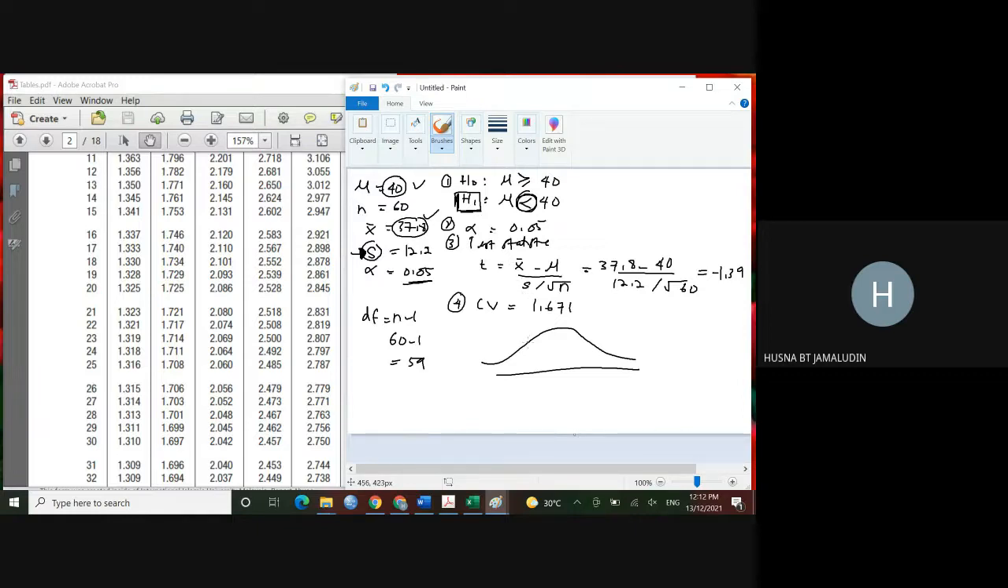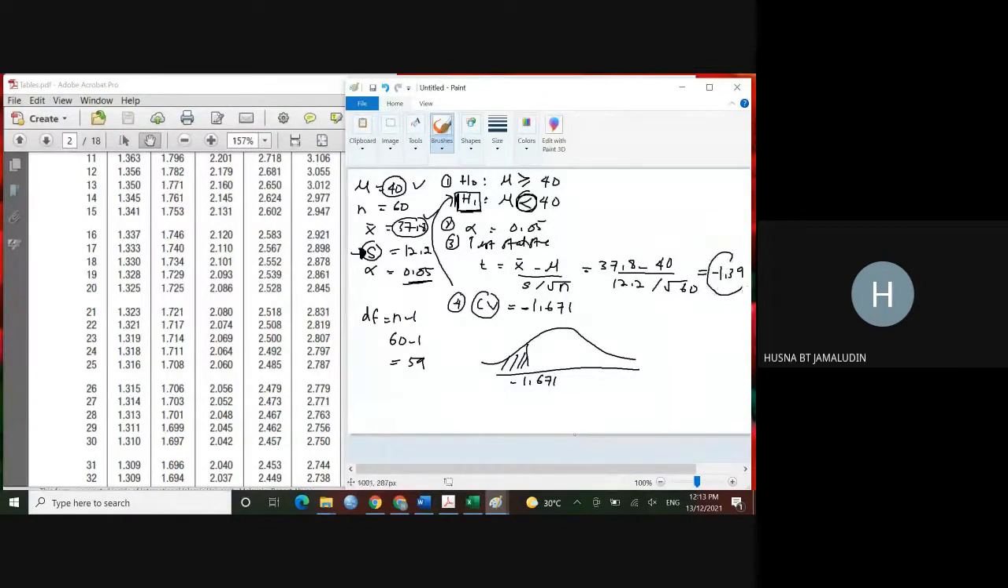But before you draw a diagram, you have to make sure what is the sign of your CV. Is it really positive? Because the table will always give a positive number. So you have to refer to your H1. This is less, so your CV is positive or negative? Negative. It should contain a negative sign. So remember, before you draw a diagram or proceed to the next level, check the sign of your CV, because many students will forget this and later on you will regret. So CV is negative 1.671.